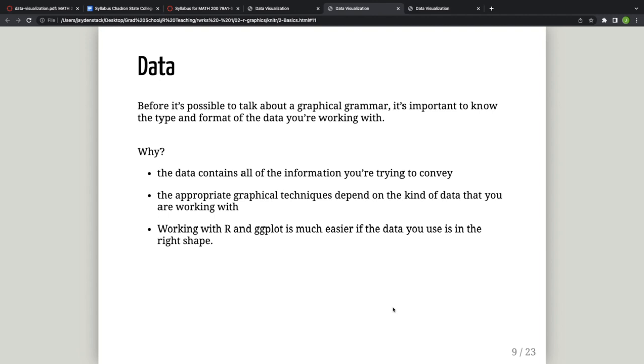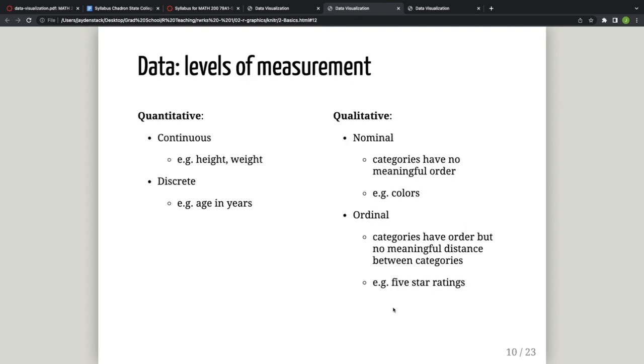So working with R and ggplot is much easier if the data you use is in the right shape. Okay. So like I said, we have our quantitative and also our qualitative data levels of measurement. Okay. So we have continuous variables, which is our height, our weight. We have discrete, which is a solidified number, age in years, right? Our qualitative, okay, which is our nominal, which is our categories, right? So when we talked about the flower data set, we had categories, which were our species of flowers.